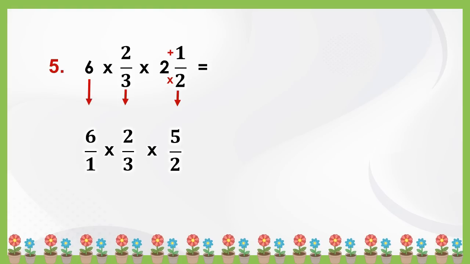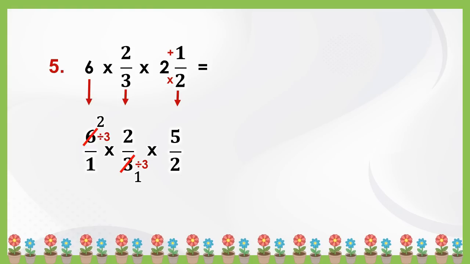Now, find the pair of numerators and denominators that have common factors. So these are 6 and 3. The common factor is 3. 6 divided by 3 equals 2. 3 divided by 3 equals 1.